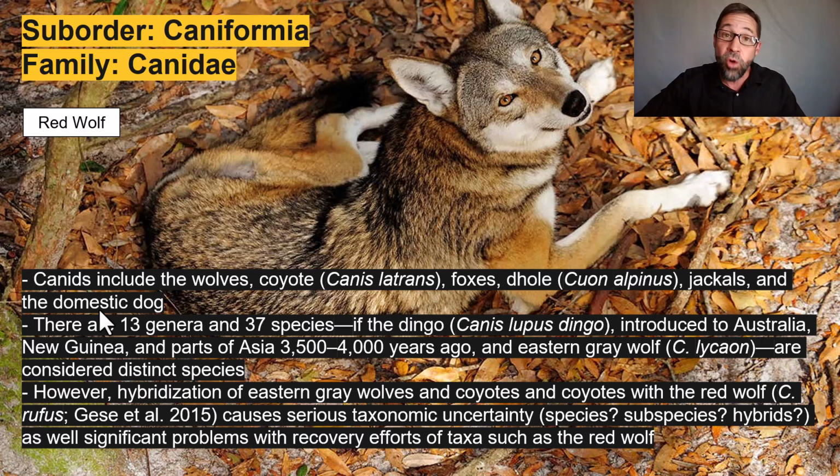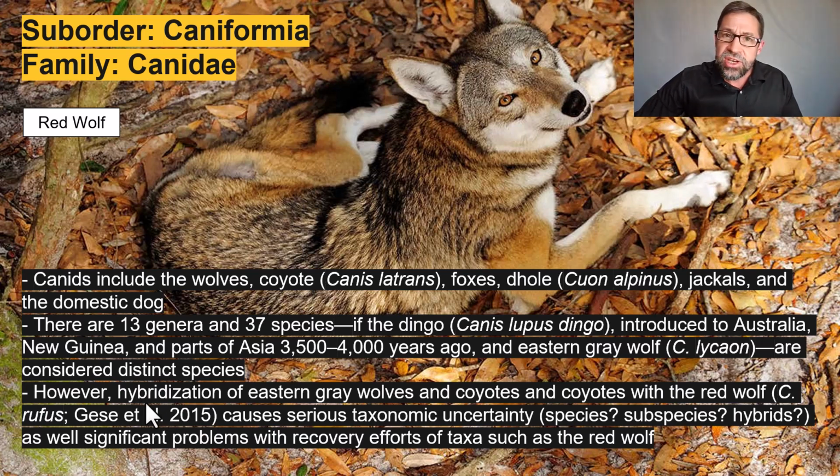Domestic dogs, of course, evolved from wolves, that lineage splitting away some 27,000 to 40,000 years ago. There are currently 13 genera and 37 species of canids, if we count the dingo and the eastern gray wolf as standalone species. If you look closely, currently the dingo is classified as a subspecies of wolf, Canis lupus dingo. The dingo was introduced to parts of Southeast Asia, New Guinea, and Australia some 3,500 to 4,000 years ago.